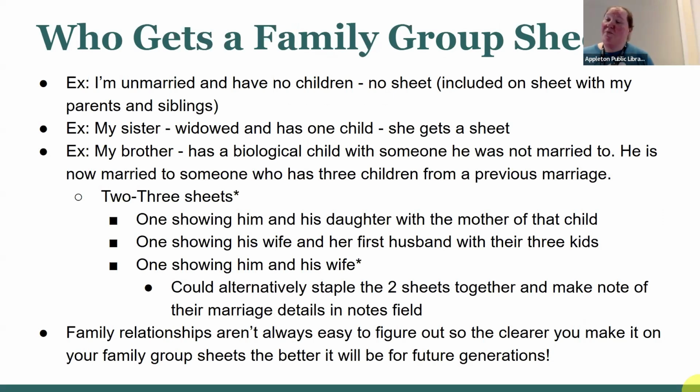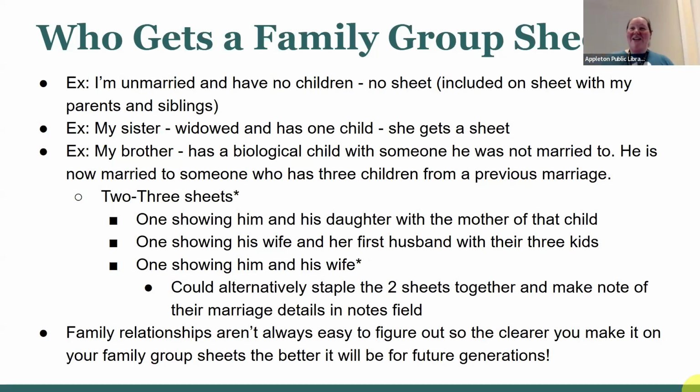My brother, he's the complicated one. He's got a biological child with someone he's not married to. That's one sheet. But then he's married to somebody who has 3 children from a previous marriage. So that's another sheet there. So he could potentially have 2 or 3 sheets depending on how you want to do it. He could have one with that daughter and the mother of his child. He could have another one with that wife and her first husband with her 3 kids. And then he could have a third one that's showing that he married his wife. Or you could alternatively staple all those together and make a big note just saying they got married on such and such date.